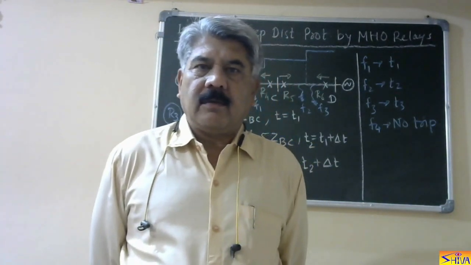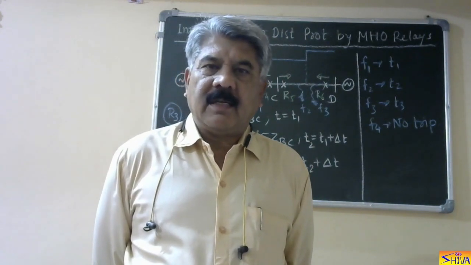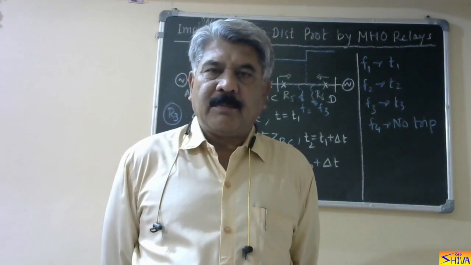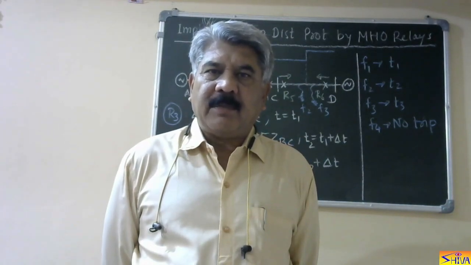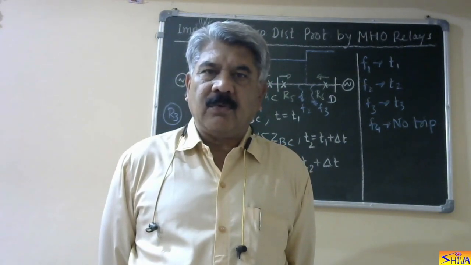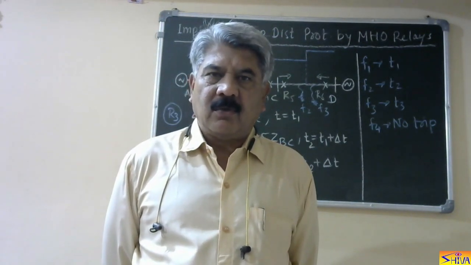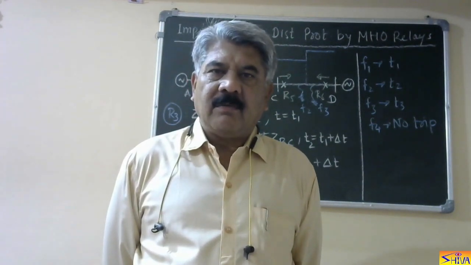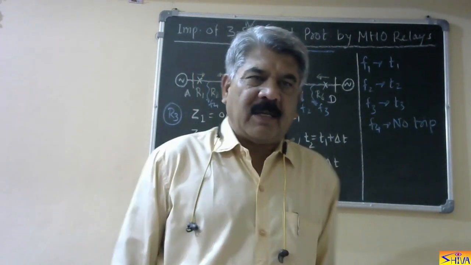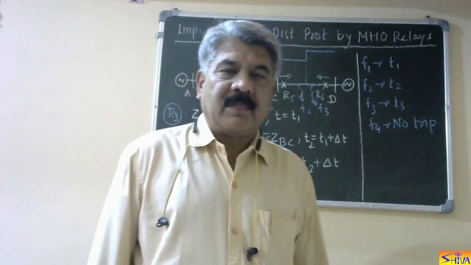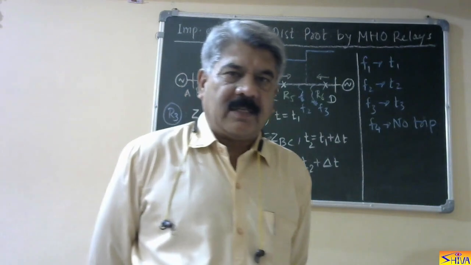Hello friends, good morning. In my previous lecture, I had explained how three-step distance protection scheme is implemented using impedance relays. We had seen that as the impedance relay is non-directional, along with three impedance measuring units, we had to use one directional unit. Total four units are required, three for impedance measurement and one for direction sensing. Today I will explain implementation of three-step distance protection scheme by mho relays.